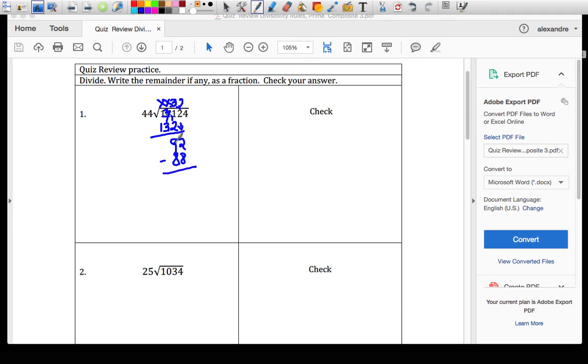Let's subtract that. Borrow again. 12 minus 8 is 4. Bring the last 4 down. And it goes 1 time. 44 goes into 44 once.